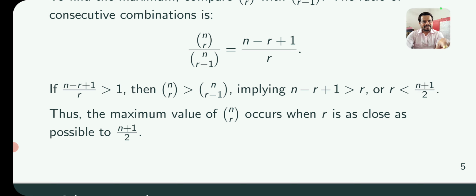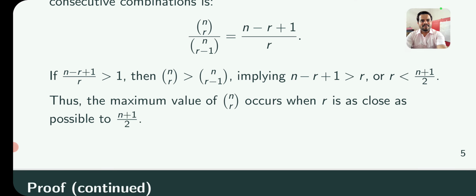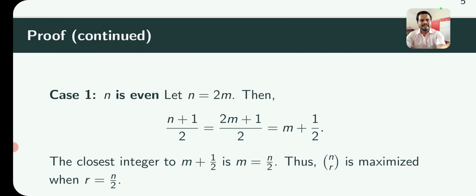So the first case is already given in the statement of the proof. When n is even, what happens? When n is even, it means that n we can write in terms of 2m. So just put (n plus 1) by 2 and replace n by 2m. So it is (2m plus 1) by 2, which is equal to m plus 1 by 2. And the closest integer to m plus 1 by 2 is n by 2, and hence the combination nCR is maximized when R is n by 2. So do you understand this case?